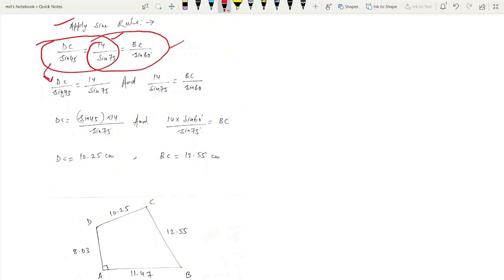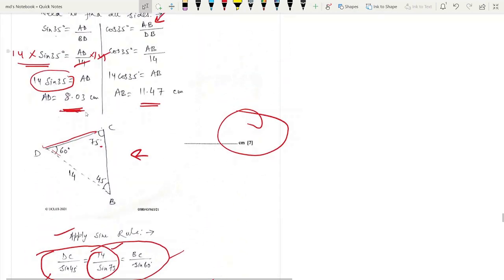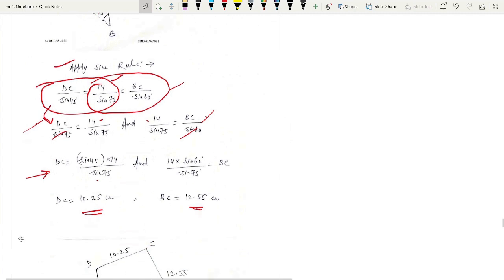And now you can calculate this easily. If you multiply sine 45 here as well as here, this and this cancel, but here you can get 14 times sine 45 over sine 75. You can use calculator, you can get this value. And sine 60 you can multiply here and you can multiply here. Sine 60 cancel. 14 times sine 60 over sine 75. Again, you can use calculator, you can get this value. Great. So we got all those four sides. Here we have AD, here we have AB, and here we have DC, here we have BC.